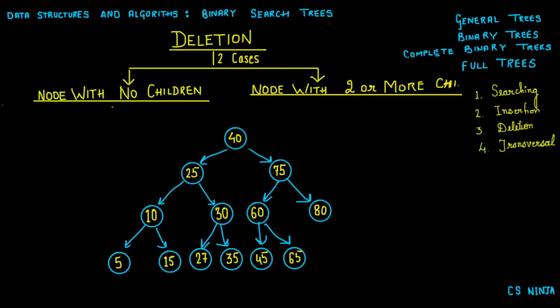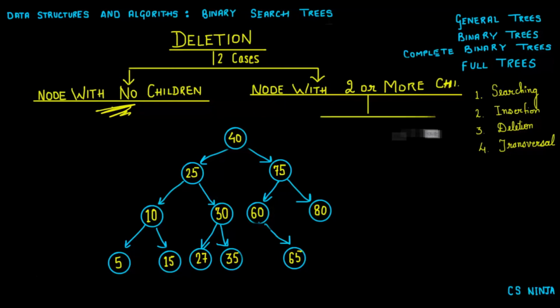In the first case, where you have no children, you can simply delete them out of the tree and this won't affect the tree at all. Suppose we have to delete 45 in this tree. We can simply go ahead and delete it. It's really that easy.